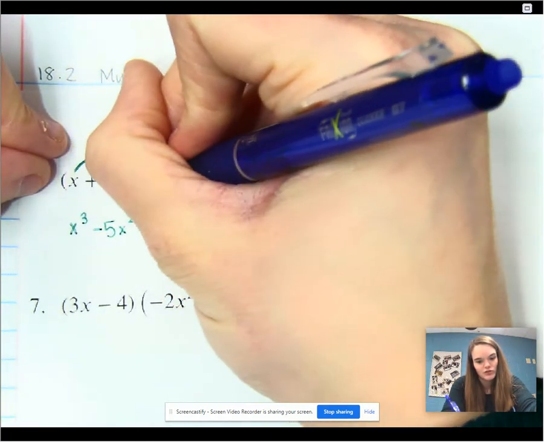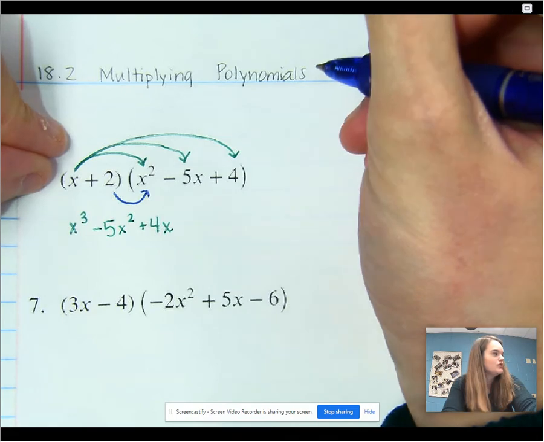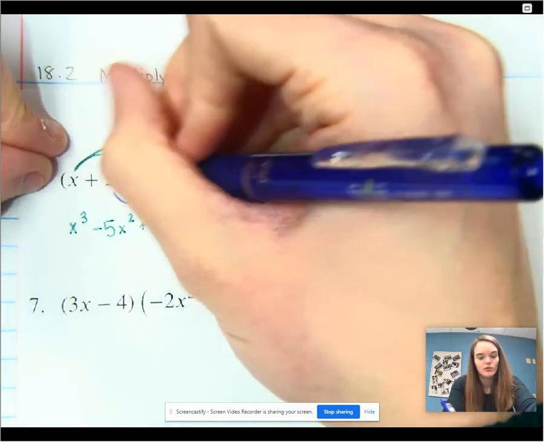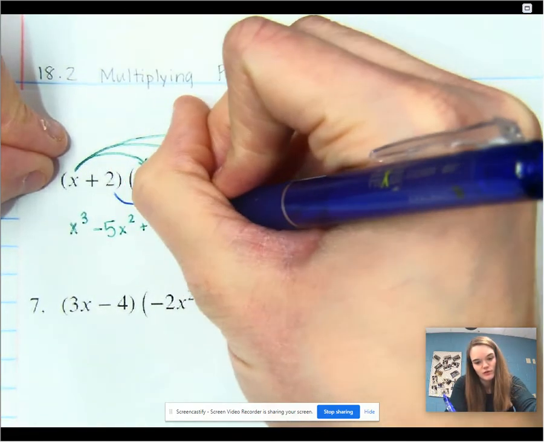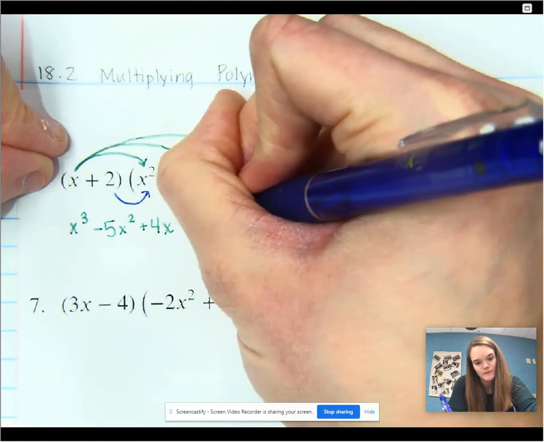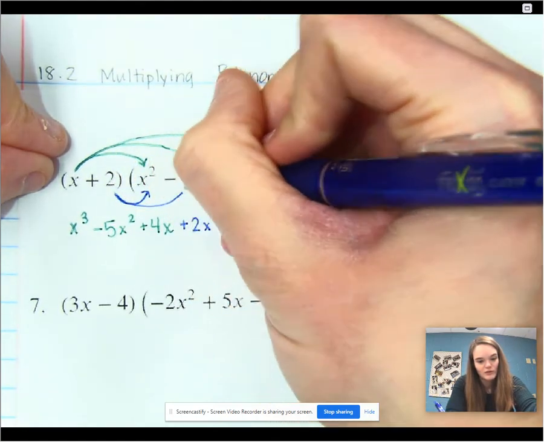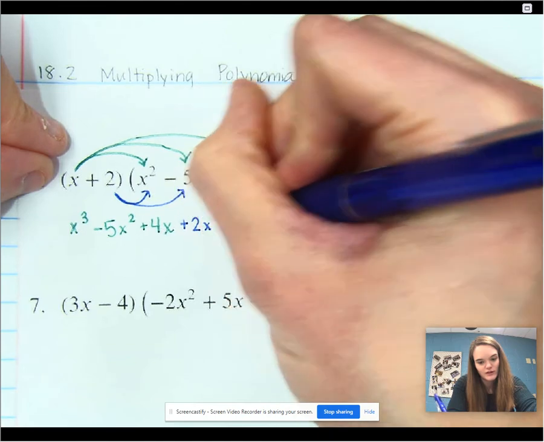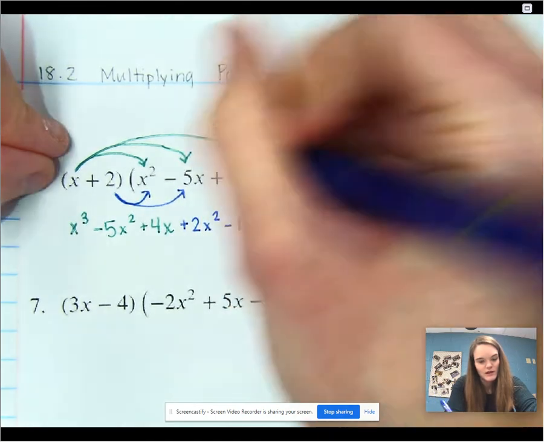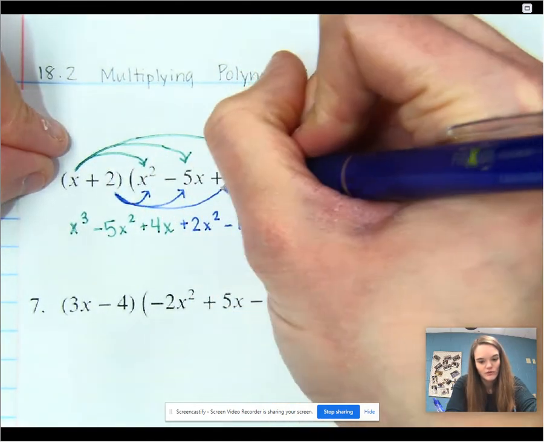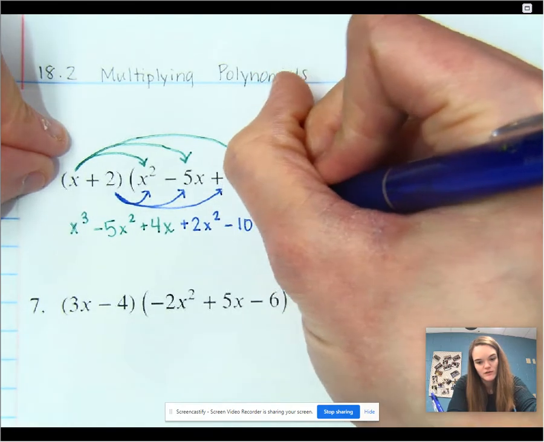We're going to distribute that 2 to everything as well. You have to make sure you distribute to everything. So 2 times x squared is 2x squared. 2 times negative 5x is negative 10x. And 2 times 4 is 8.